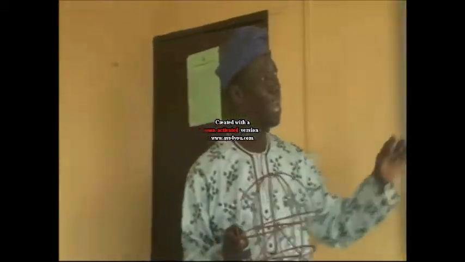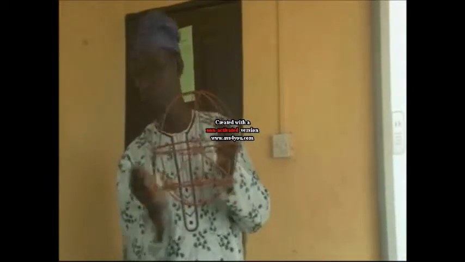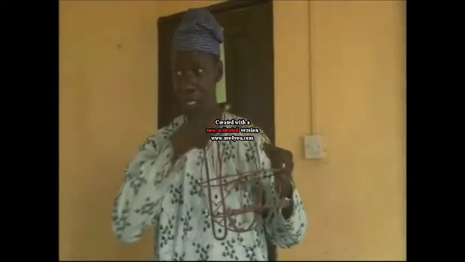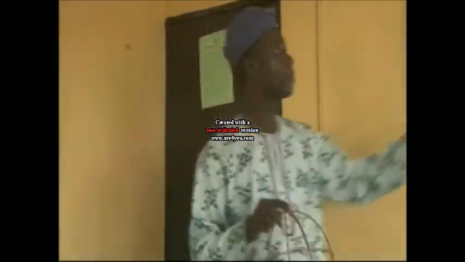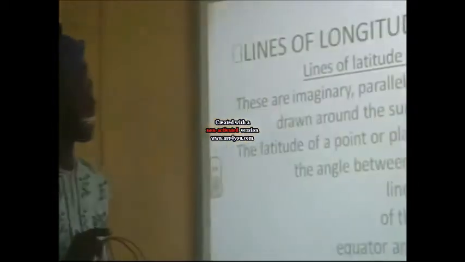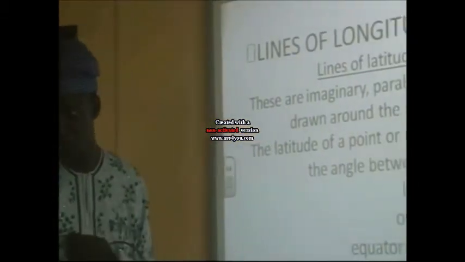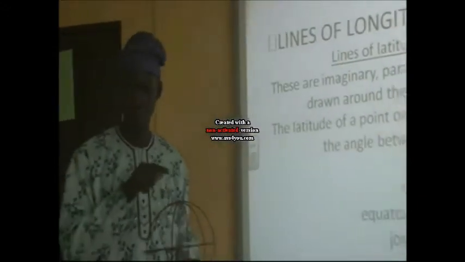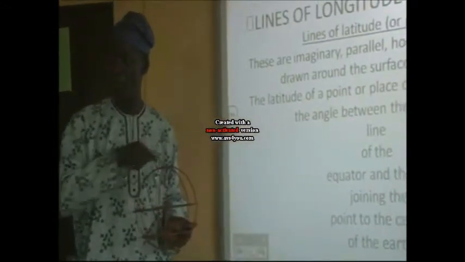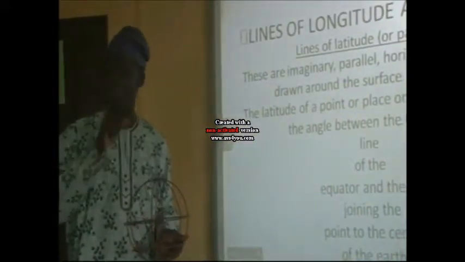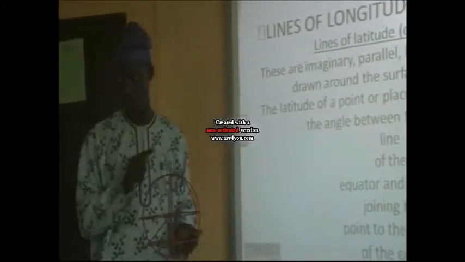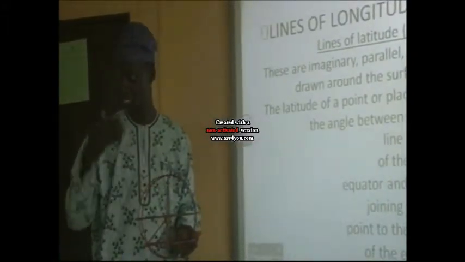They are imaginary parallel horizontal lines. Latitudes are horizontal, but longitudes are what? Vertical. Exactly. Imaginary parallel horizontal circular lines. We call them lines, but we want you to know that they are circles, because in the calculations we are going to do shortly, we are going to have calculations involving circles and sectors of a circle.